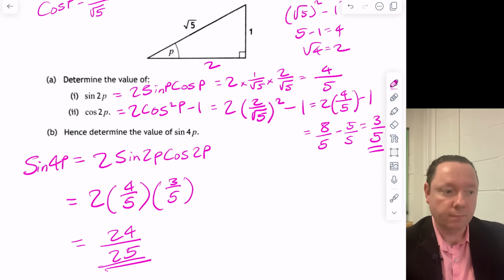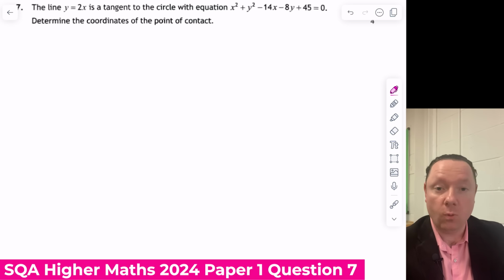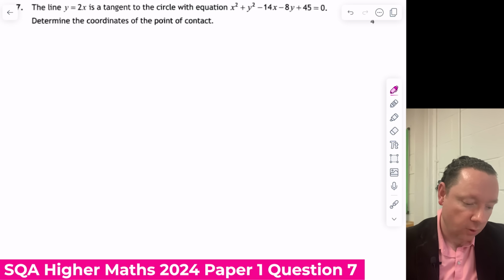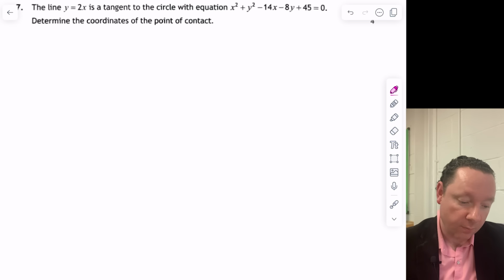And we're done there. SQA Higher Maths 2024 Paper 1 Question 7. The line y equals 2x is a tangent to the circle x squared plus y squared minus 14x minus 8y plus 45. Find the coordinates of the point of contact.